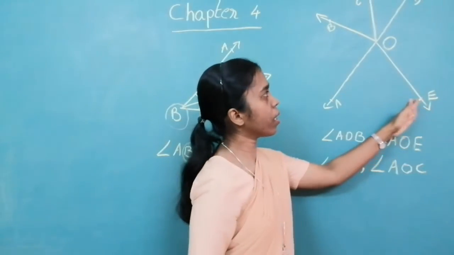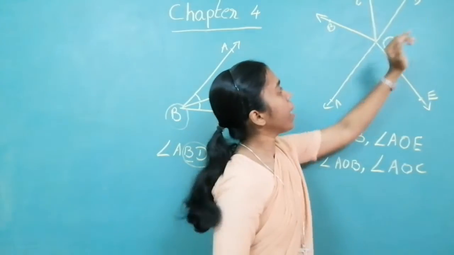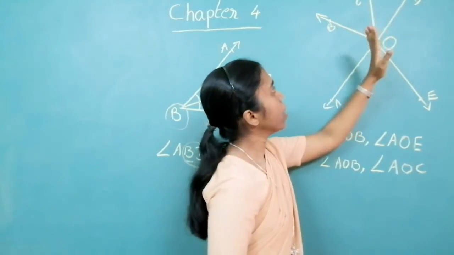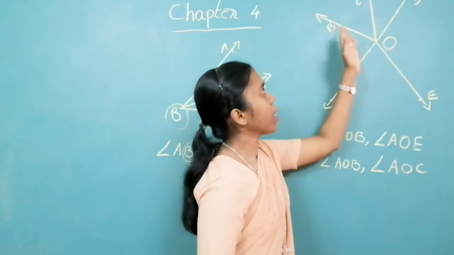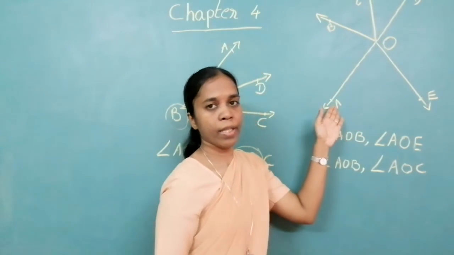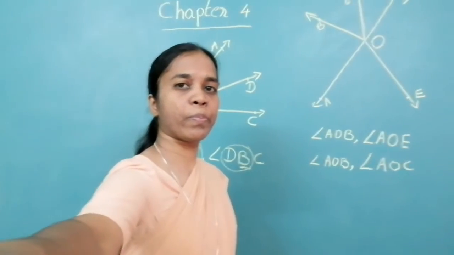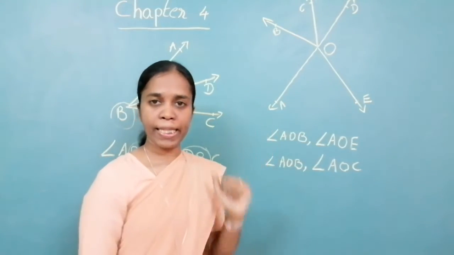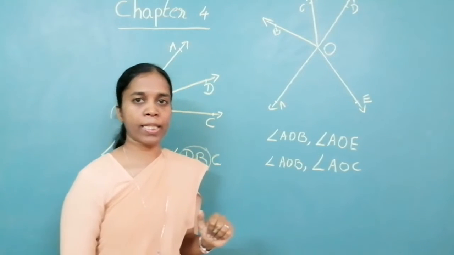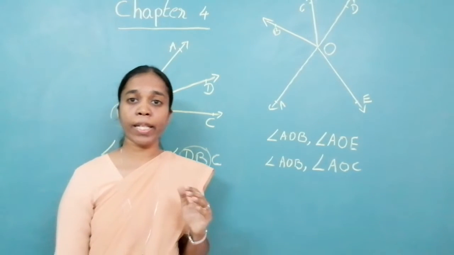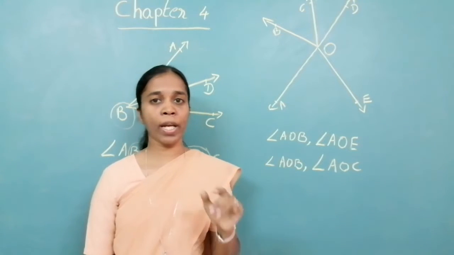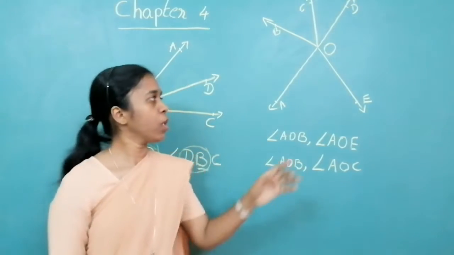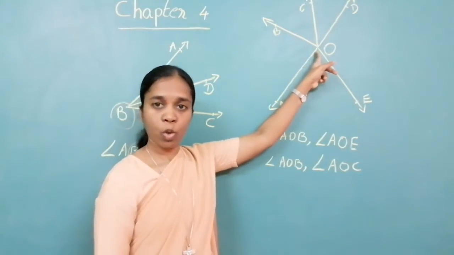AOE, angle EOD, angle DOC, angle COB, BOA. These are the angles that you have. Okay. I want to know which are the adjacent angles. Which angles can I say are adjacent angles? What are the criteria to be adjacent angles? They should have a common vertex and a common arm. Vertex should be here, O.